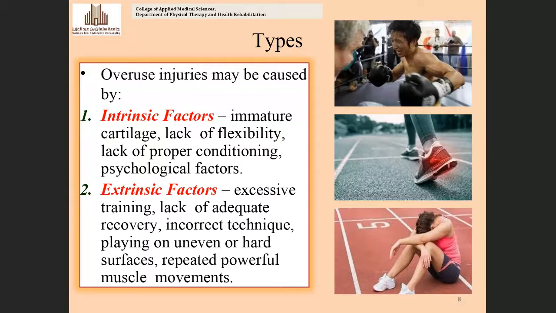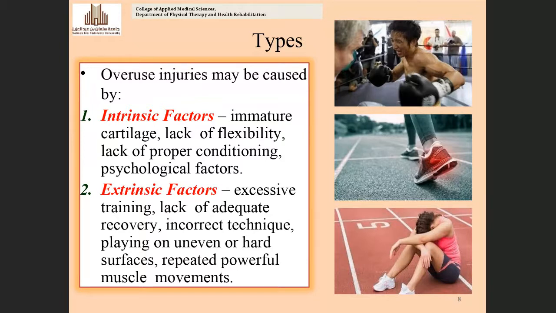So for example, let me explain the points under the intrinsic factors. Immature cartilage. If the player has a problem in cartilage development, if the cartilage is not developed properly, there's a chance of injury to the cartilage. Or lack of flexibility. Some players have hypertonicity, or some persons have tight muscles, so the flexibility of the body is less. So there is a possibility of injury to these structures.